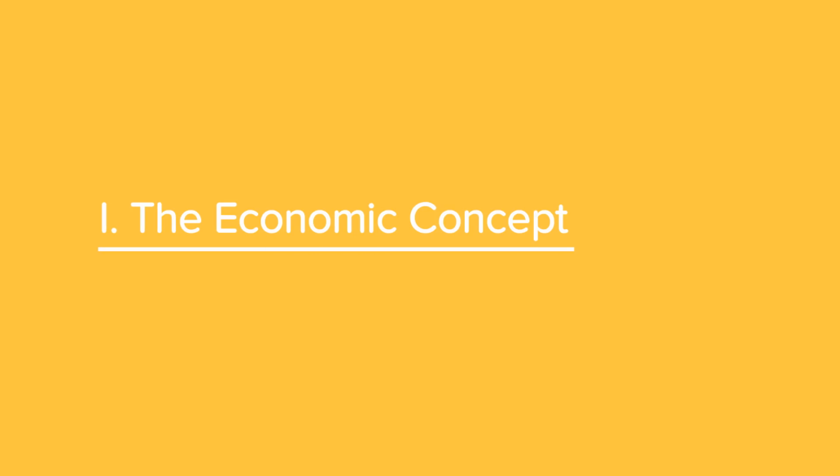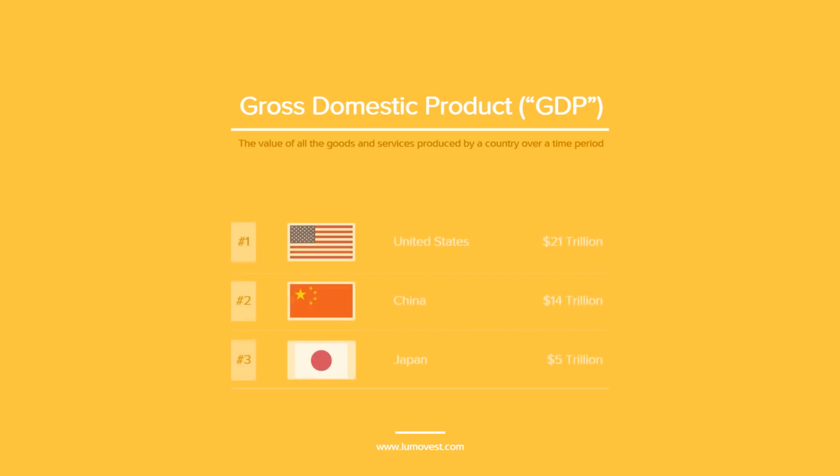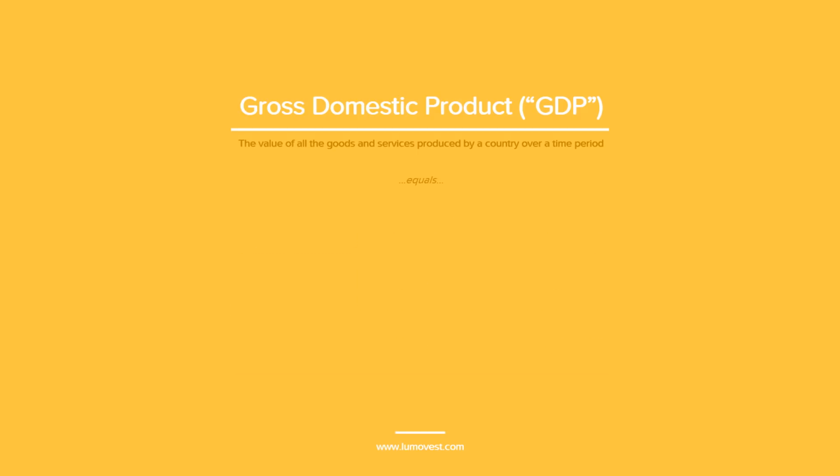First, let's establish how the economy works. The size of a country's economy is measured by gross domestic product, or GDP, which is the value of all the goods and services produced in a country within a specific period. The United States is the world's largest economy, with a GDP of $21 trillion in 2019. This means that from January 1st, 2019 to December 31st, 2019, the United States produced goods and services worth $21 trillion. GDP equals consumer spending plus business investments plus government spending plus net exports.